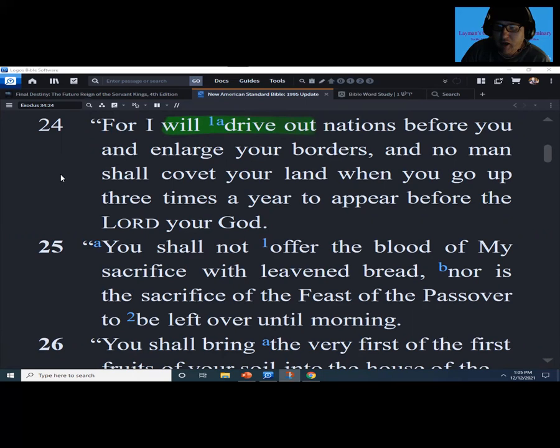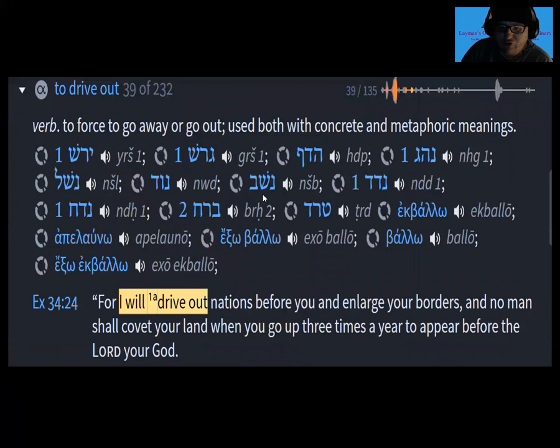And so Yarash can either mean destroy, or it can mean drive out. And sometimes when it uses the word destroy, in the context of destroy, it's in a figurative sense, like they're no longer in the land. Like when you play a football team and you skunk them. In other words, you destroyed them on the court. It doesn't mean the team doesn't exist anymore, but it means that they lost that badly. To drive out, here it is right here, Yarash, and there are tons of other words that go into that category. And it has the Greek from the Septuagint as well. But here, to drive out, to force to go away or go out, used with both concrete and metaphorical meanings.